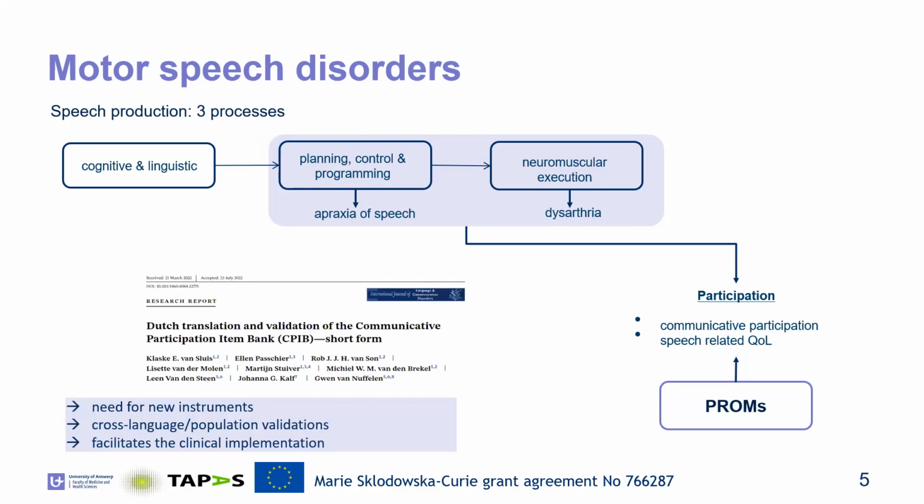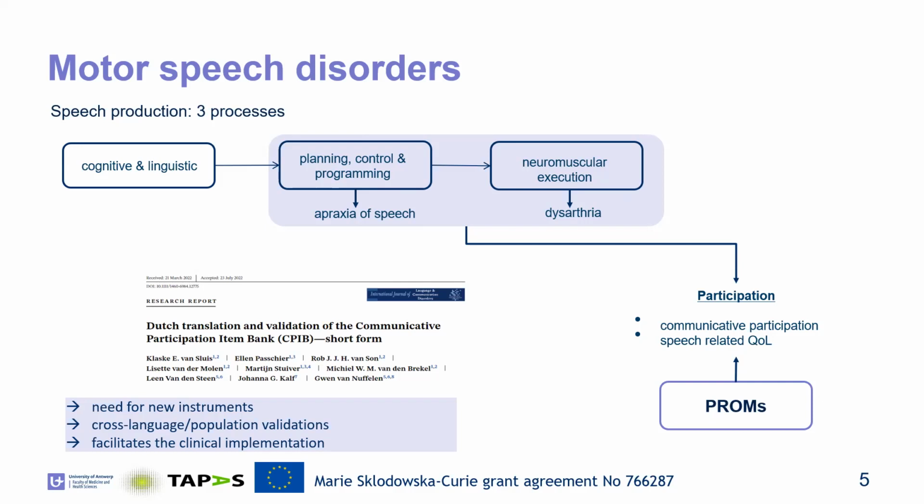And quite recently, we translated the communicative participation item bank, which was originally developed in English, and we validated it for Dutch. And we did that together with the colleagues of the Netherlands Cancer Institute. So what I want to make clear here is that also for that part of our assessment, we're still developing new tools, but we also focus a lot on cross-language and cross-population validation.